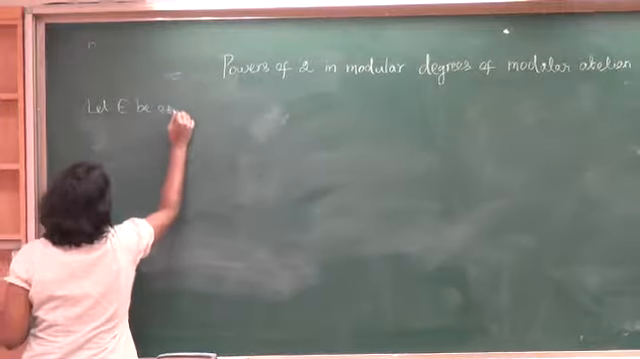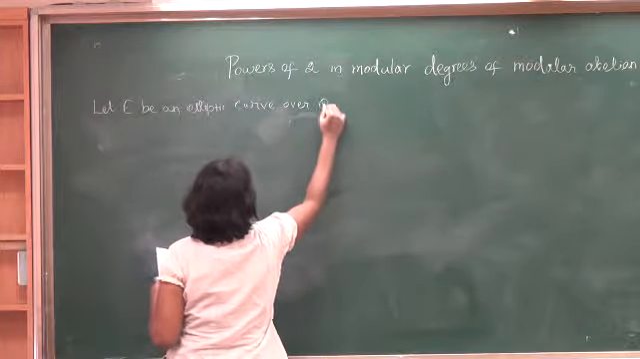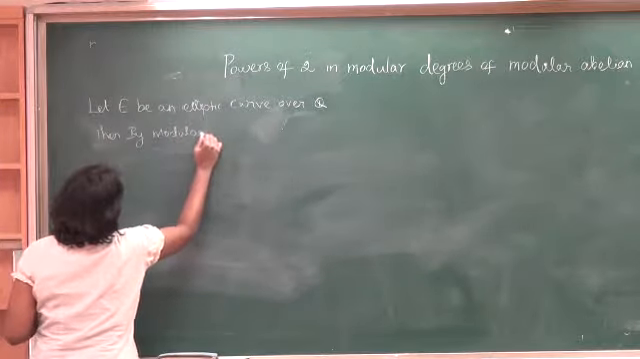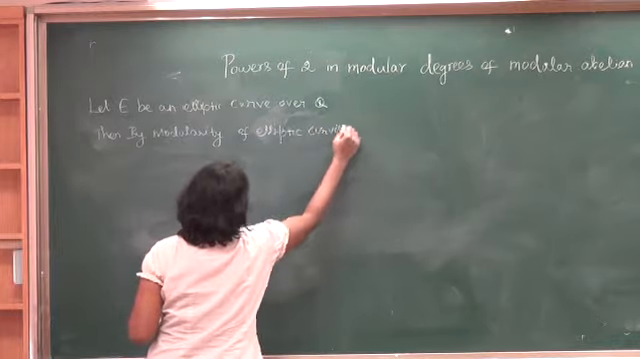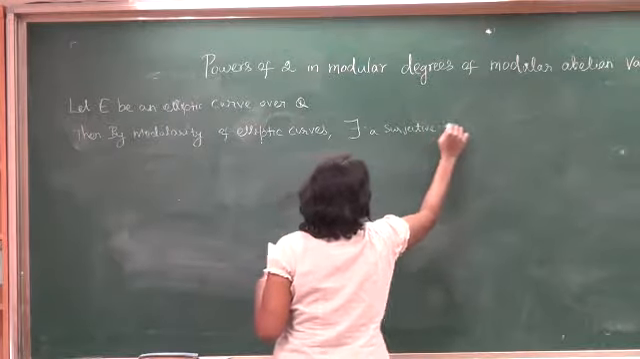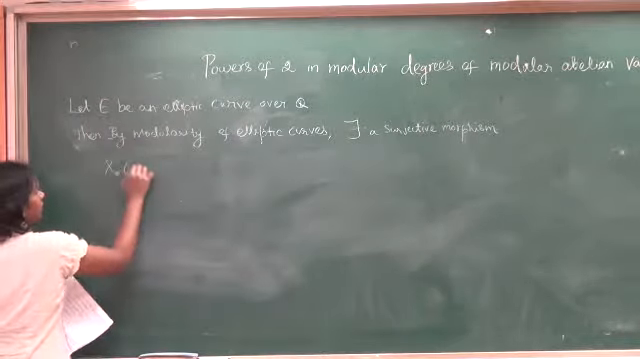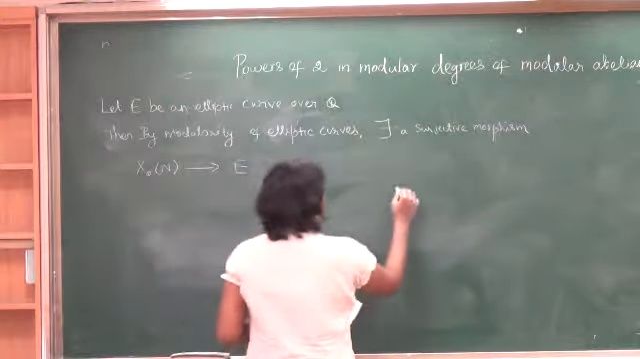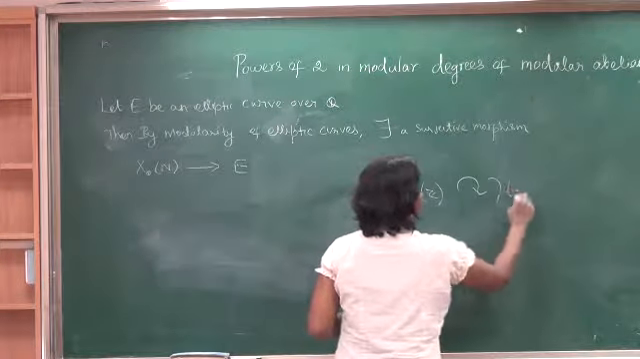Let E be an elliptic curve over Q. Then by modularity of elliptic curves, there exists a surjective morphism from the modular curve X_0(N) to E. I will define what X_0(N) is. X_0(N) is the modular curve, and if you consider the 2 by 2 matrices with determinant 1, then it acts on the upper half plane.